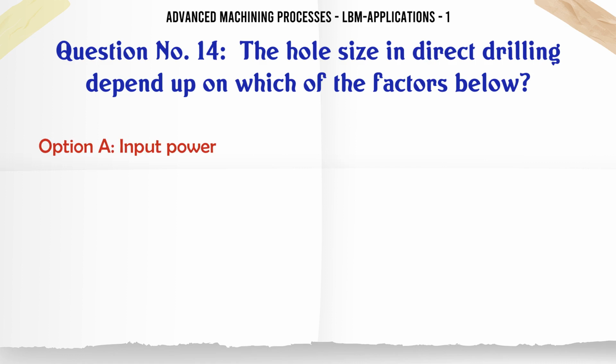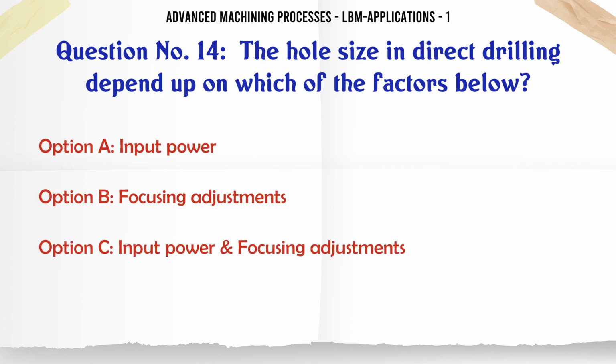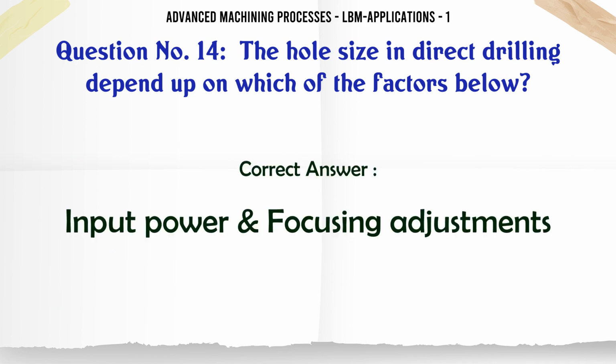The hole size in direct drilling depends upon which of the factors below? A. Input power, B. Focusing adjustments, C. Input power and focusing adjustments, D. None of the mentioned. The correct answer is input power and focusing adjustments.